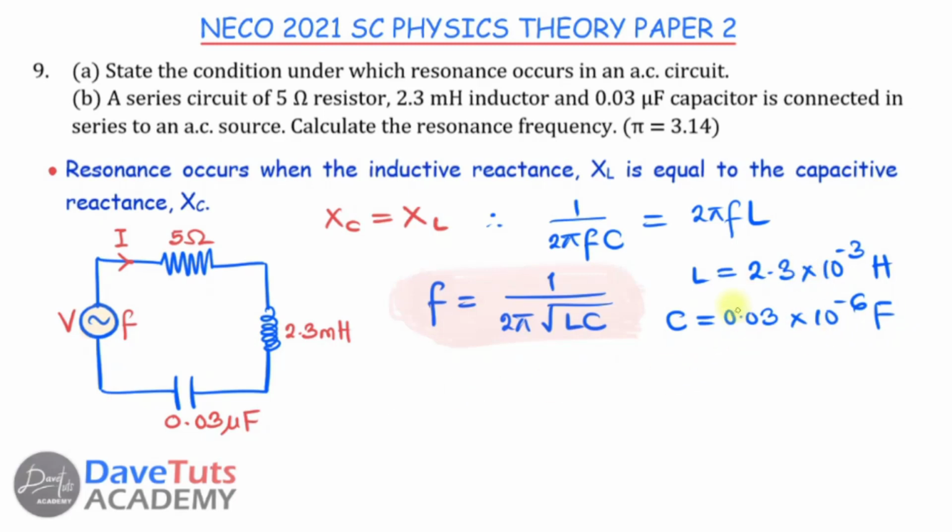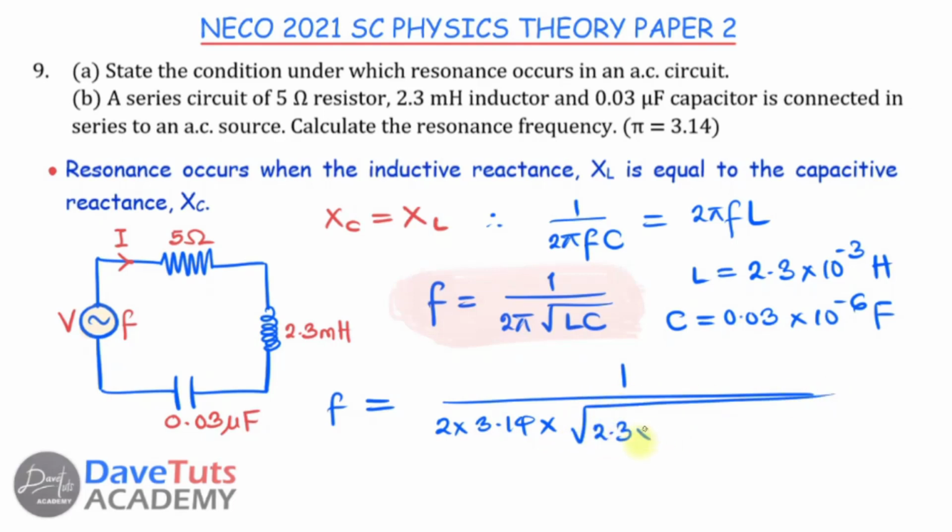So if we want to use these parameters, we can say our F is nothing but 1 over 2 pi. Pi will have been given as 3.14. Then multiply by the square root of L, that is 2.3 times 10 raised to the power minus 3, multiplied by C, 0.03 times 10 raised to the power minus 6. So you just need to capture this correctly so that you don't make any mistakes, students.